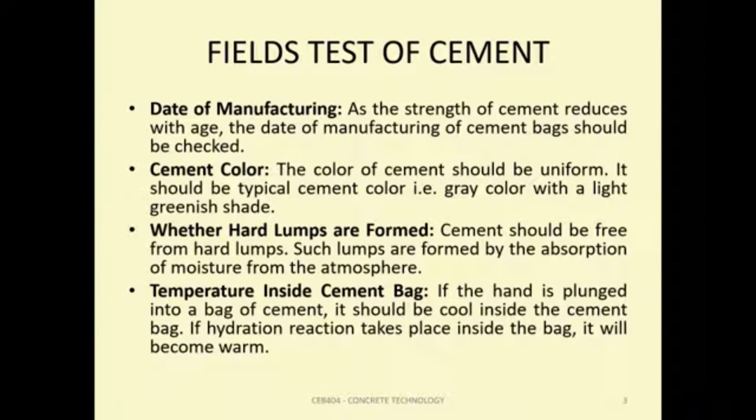In the field, one has to check the date of manufacturing. As we all know, the strength of the cement reduces with age. Hence, the date of manufacturing of the cement bag should be checked. The next one is cement color. The color of the cement should be uniform. It should be a typical cement color, that is gray with a light shade. If not, it will indicate adulteration in it.